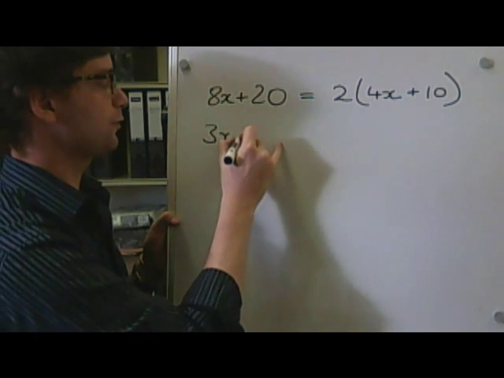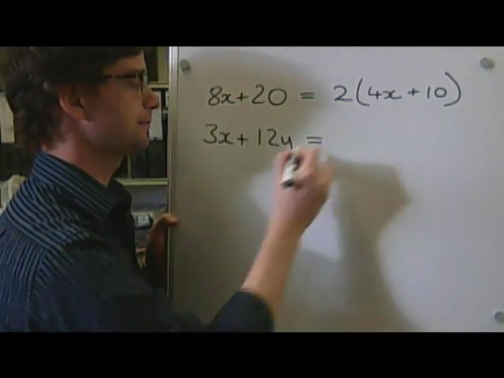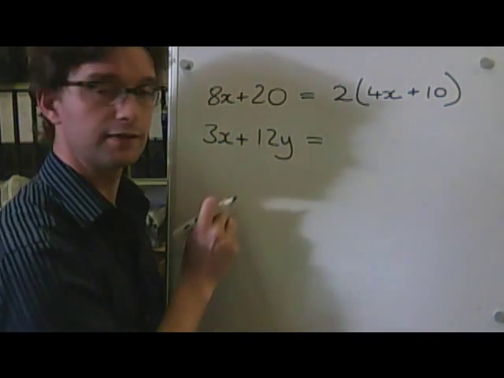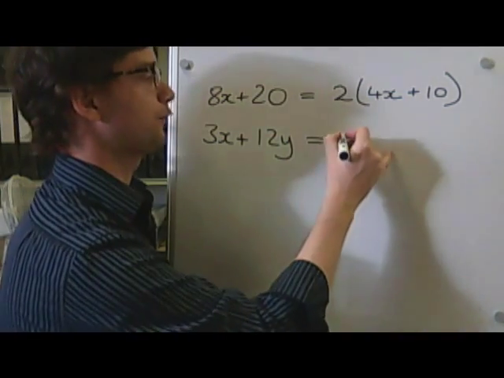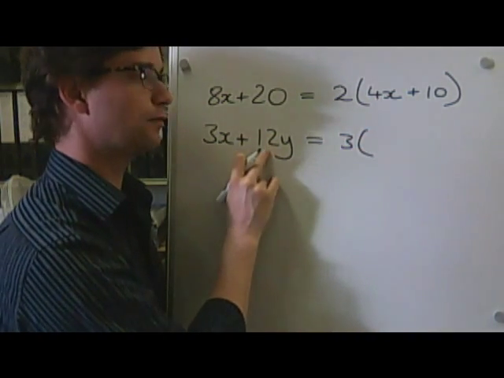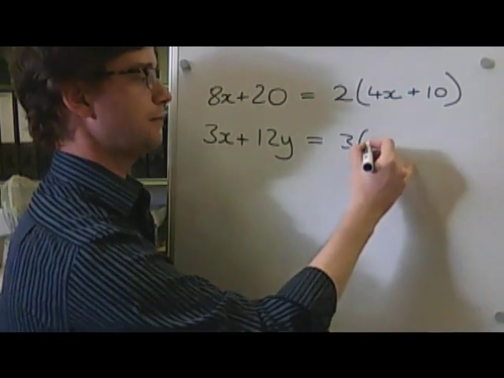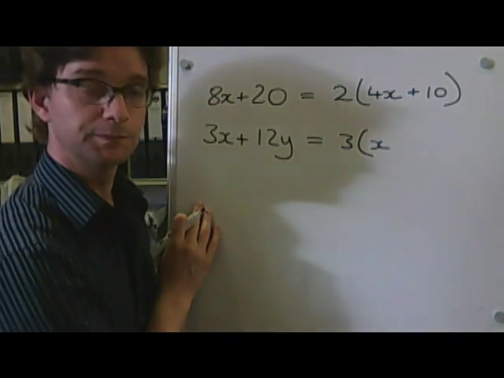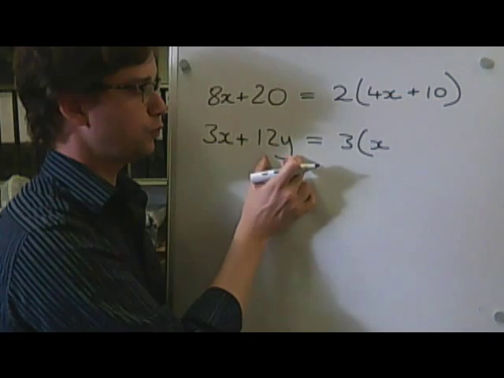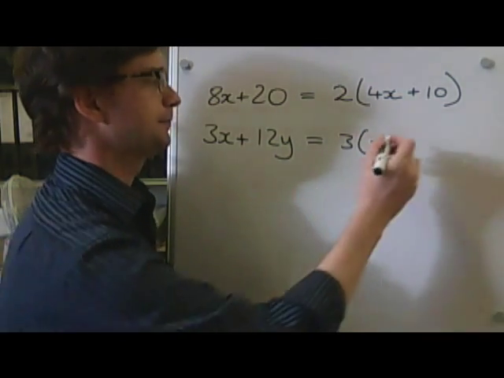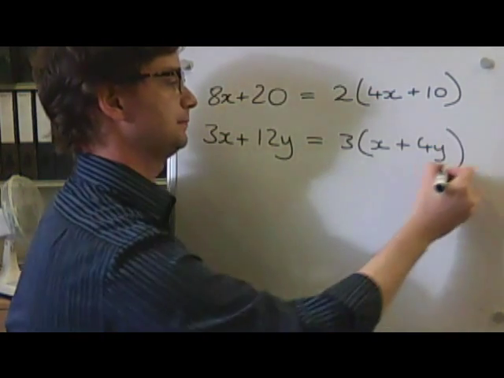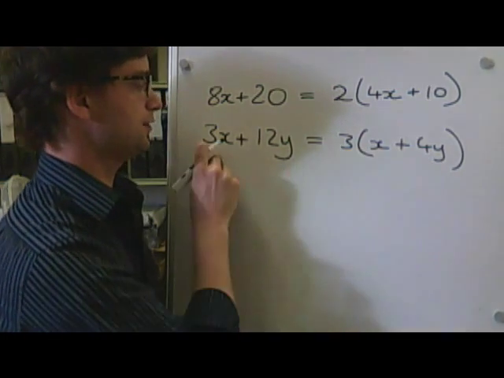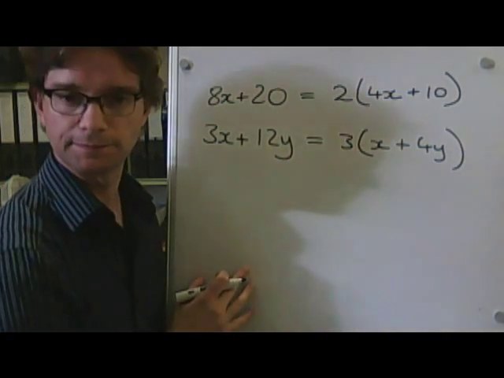Suppose we've got 3x plus 12y. What can you spot that goes into both bits? And I hope you can spot quite quickly that I can get a 3 into this and 3 into this. So what do I need to multiply 3 by to get that? I just need an x. 3 times x is equal to 3x. 3 times what equals 12y? Well, if you're quick, you'll figure that out straight away. 3 lots of x is 3x. 3 lots of 4y is 12y.